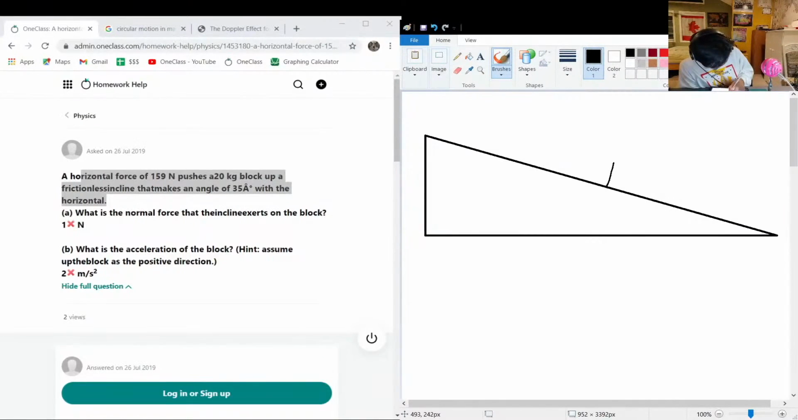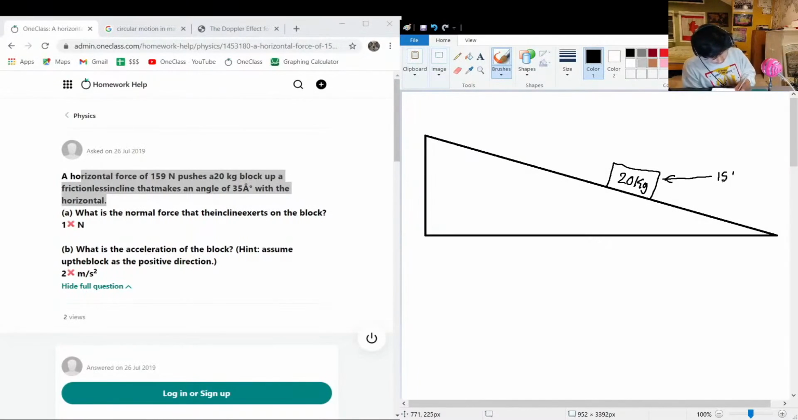Let's draw that. 20 kilogram block. Nice. And it says that we have a 159 Newton force that is perfectly horizontal. Okay, so it's not going to be on the same angle as the incline itself. It's going to be perfectly horizontal. So it's going to be something like this.